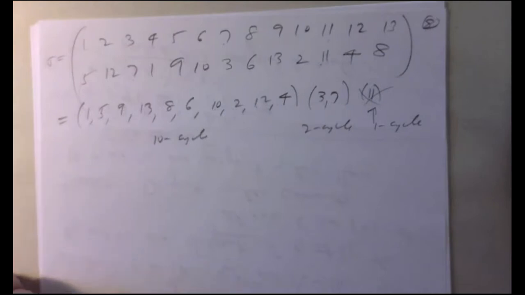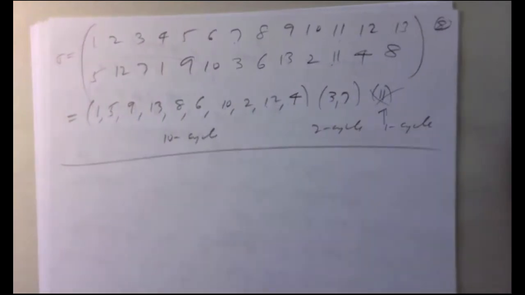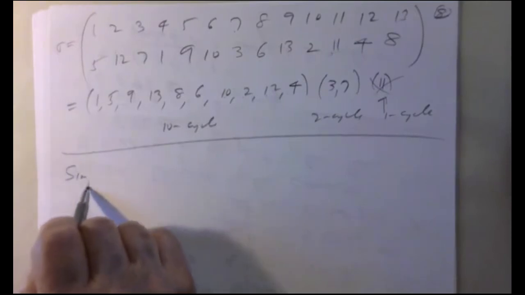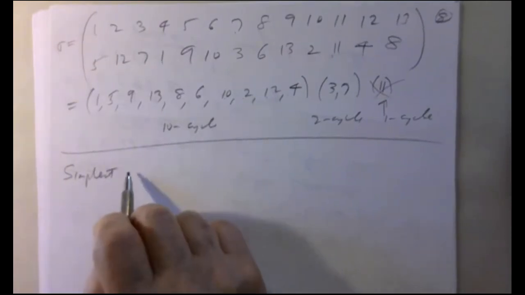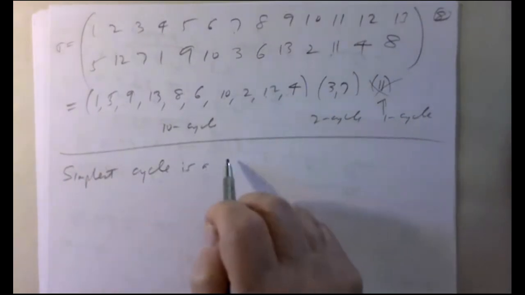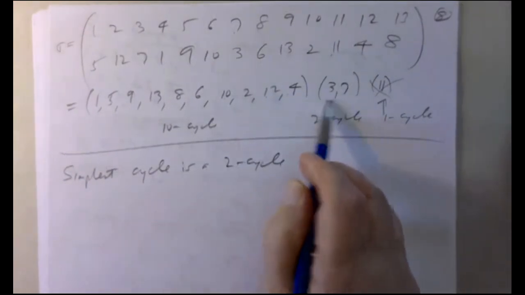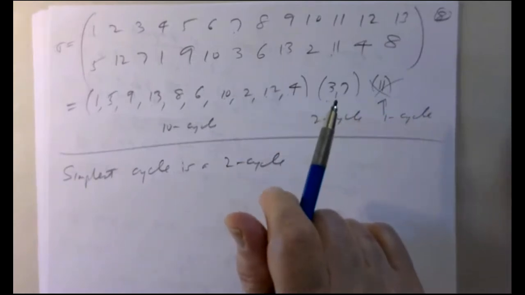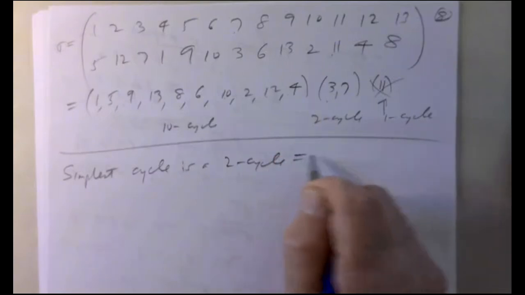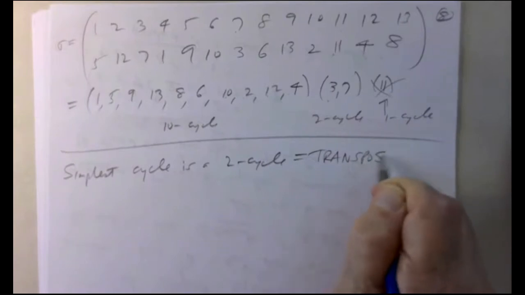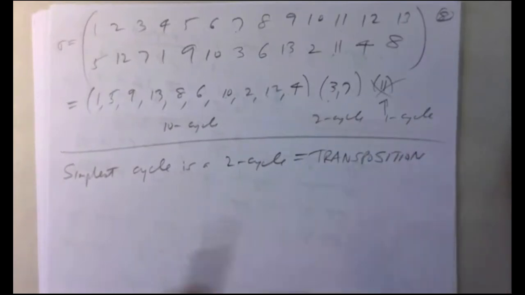Okay. Any questions about this? Okay. Now, the simplest non-trivial cycle is a two cycle. It just interchanges two numbers and leaves everything else fixed. And a two cycle is called a transposition.